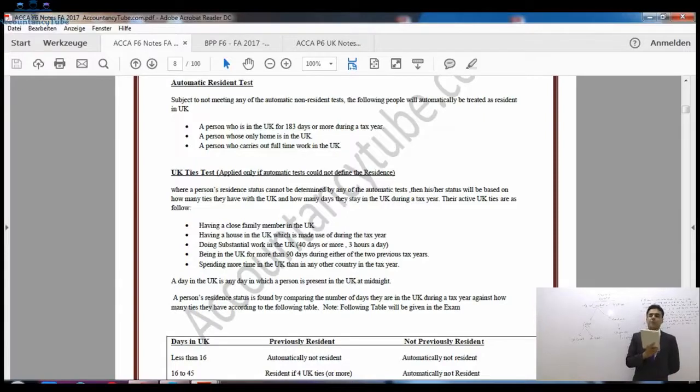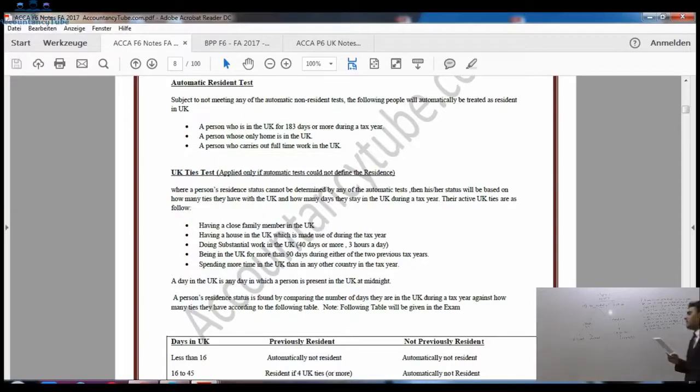So what are those? If you have spent 183 days or more during a tax year in the UK, then you will be automatically considered as UK resident. The second condition says that a person whose only home is in the UK, so if you have only a home in the UK, then again you will be considered as UK resident. And the third test says that a person who carries out full-time work in the UK will also be considered UK resident. All right. So if you fulfill any of these criteria, you will be considered UK resident.